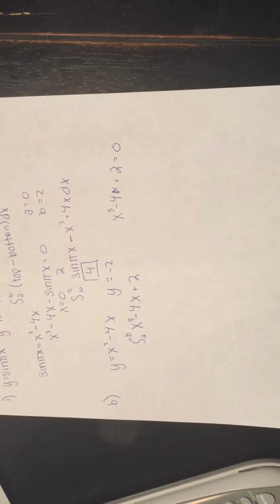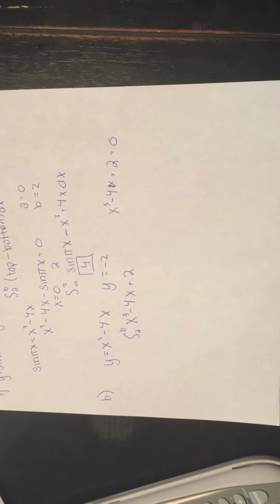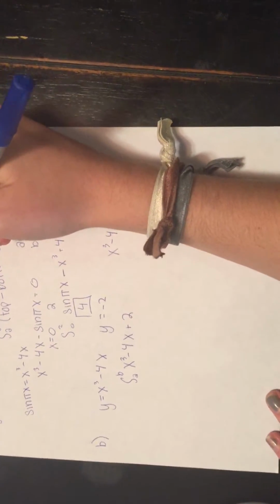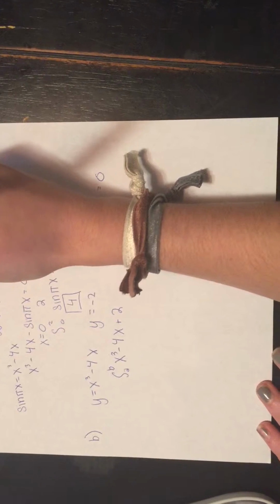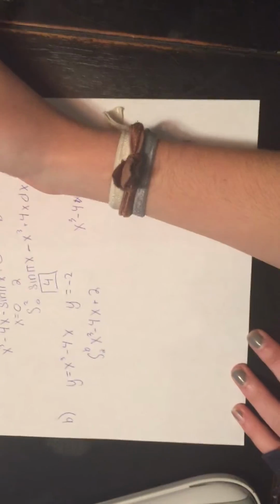Okay, and so part B of the question says the horizontal line, y equals -2, splits the region R into two parts. Write but do not evaluate an integral expression for the area of the part of R that is below the horizontal line. So we're going to draw in y equals -2 up here, and the area we're looking for is this shaded region with the curve y equals x cubed minus 4x.